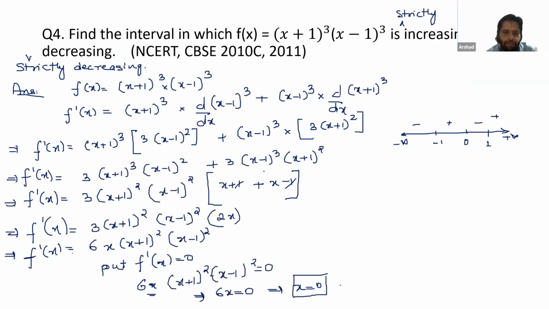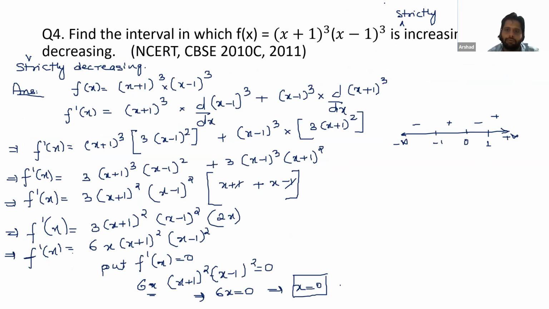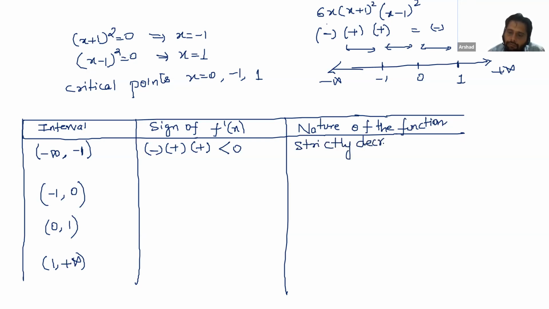So we have this function 6x, x plus 1 whole square, then we have x minus 1 whole square. So you have taken minus 2, Noma. So because of minus 2, this part will be negative. This is a square, this always remains positive. This is a square, this always remains positive. So finally, we will get a negative. So here we will write negative, positive, positive. So this will give us negative, which is less than zero, strictly decreasing.